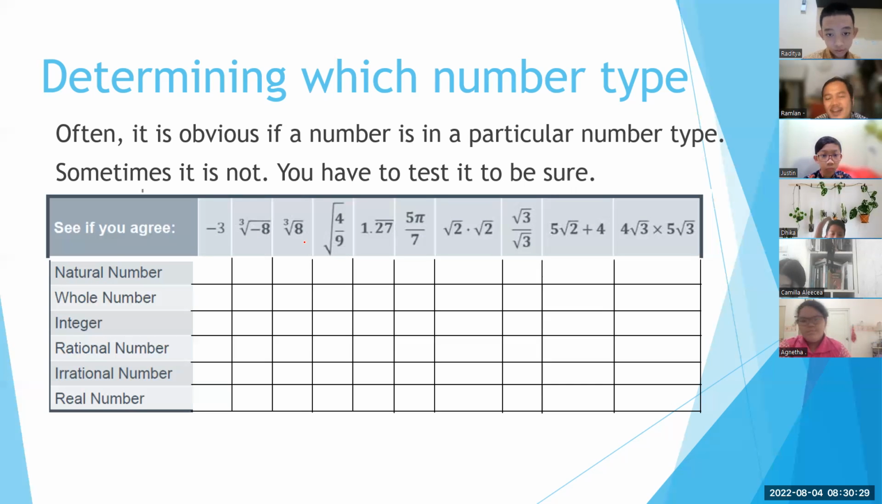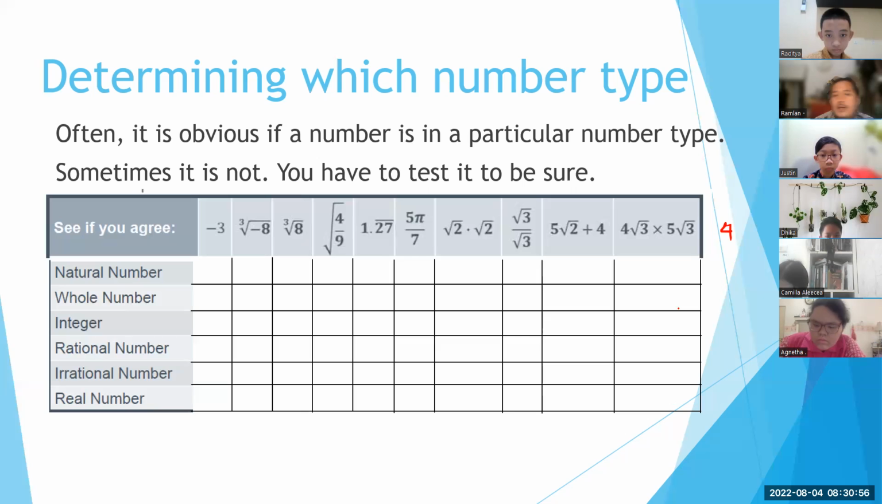Okay, so we have a lot of numbers on the top, right? And then we have the types of number that we just learned, which are natural number, whole number, integer, rational, irrational, and real number. I would like you to classify whether each number is included in that type of number. For example, I'm gonna put another number over here. You don't have to write this down, okay, guys? So for example, 4.